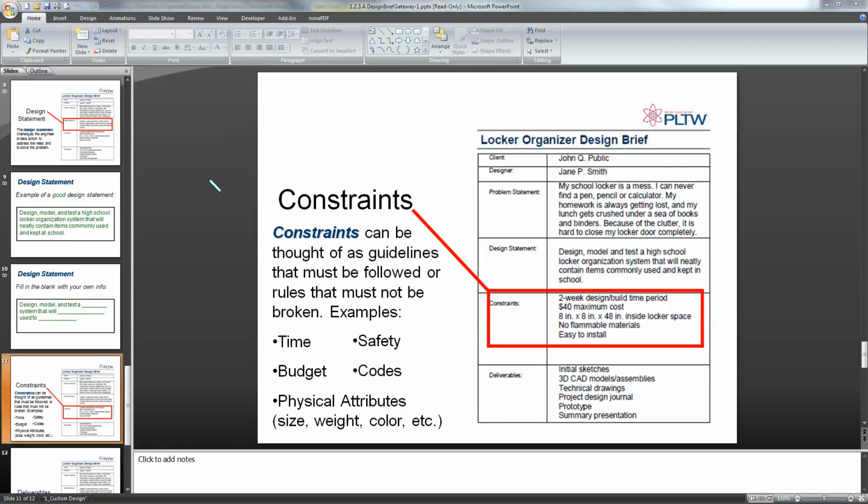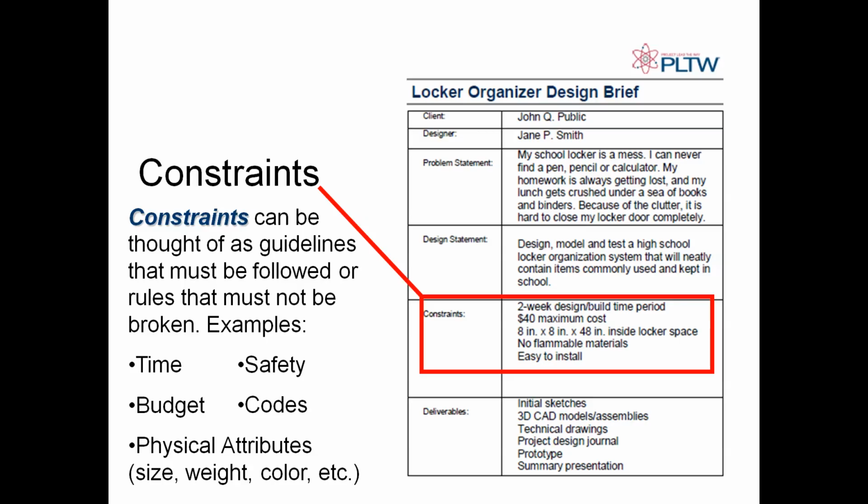Okay, our third video here is going to be about the next steps, which are the constraints and the criteria box that you'll need to fill out, and then the deliverables, the things that you'll need to give your customer at the end. So let's go ahead and look at those screens here.